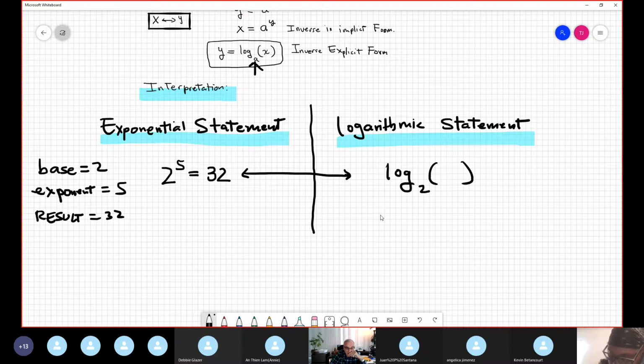You open the parenthesis. What number do we put here? Well, 32 is the result of the exponential statement, and the answer of the logarithmic statement is always the exponent. Keep in mind, this is the interpretation. The logarithm gives me the exponent necessary to raise 2 in order to get 32. Okay, let's see more examples.